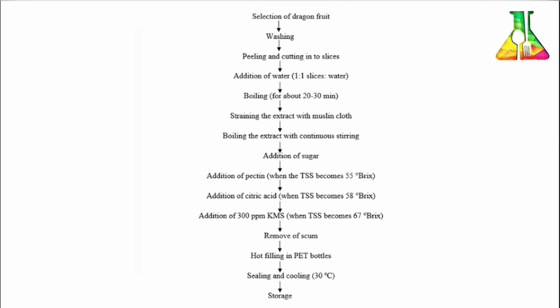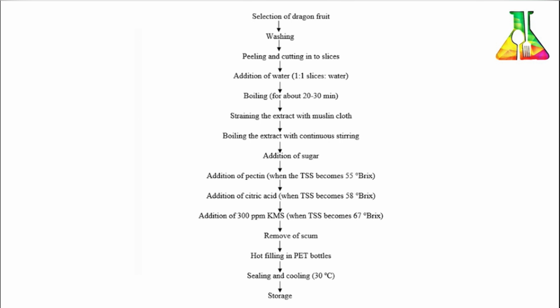Selection of fruits. As I have told you earlier, the fruit should not be immature or overripe. The fruit should be uniform in its color and shape. Then we wash it, then we cut it into thin slices with different peelers. Then we boil it in water for 20 to 30 minutes. Then we add citric acid to it during the boiling.